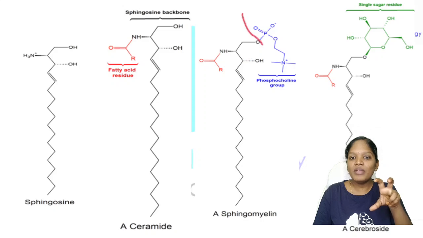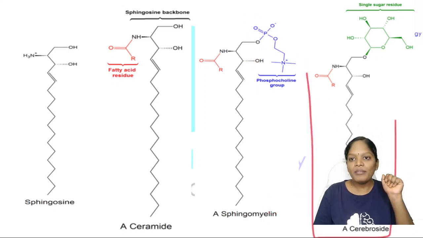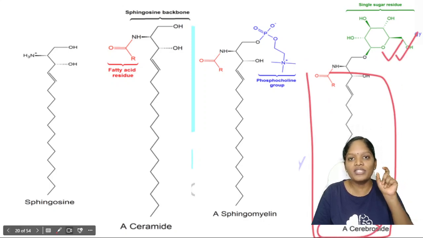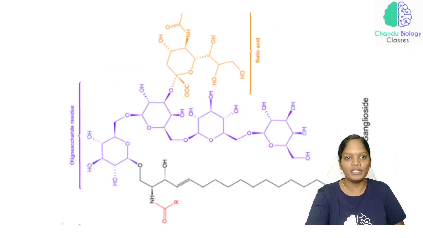If the ceramide is further associated with the phosphocholine group, we are calling that particular term a sphingomyelin. And a ceramide plus a single sugar residue, we are calling a cerebroside. So all these were the structures of different types of phospholipids.